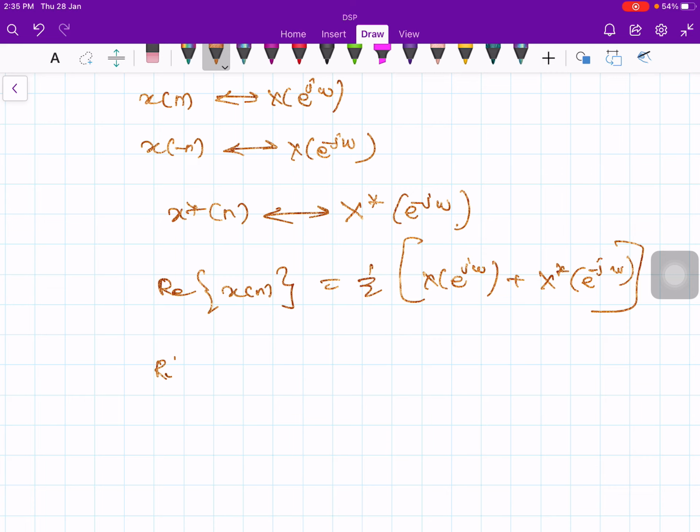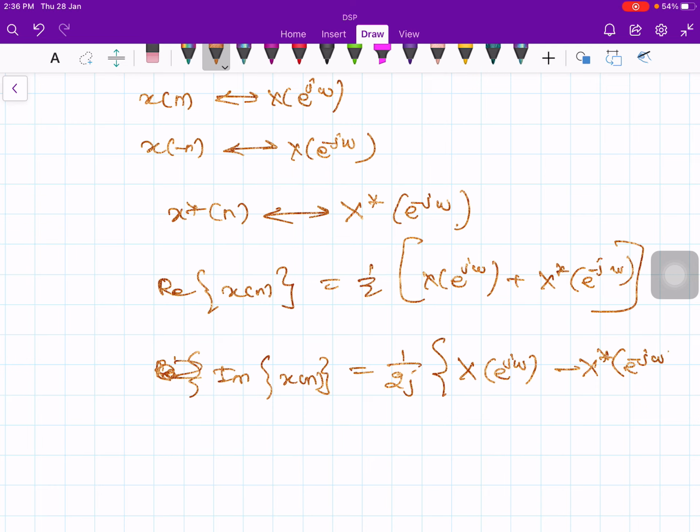Similarly, if you want to find out the imaginary part of x of n, this is equal to 1 by 2j times capital X of e to the j omega minus capital X conjugate of e to the minus j omega.